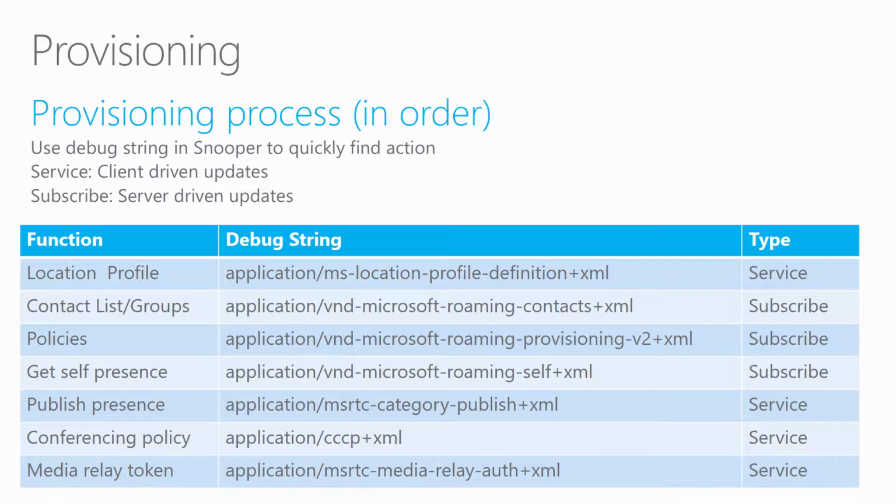The debug string is what you want to be looking for in the log if you're looking for this information. And then finally, we have the type, either service or subscribe, which tells us if this is something that the endpoint pushes to the service, that's a service one, or if it's something that is pushed down, then it would be subscribe. So for example, contact list groups, it's subscribe. You subscribe to your own contact list. If on another endpoint you update the contact list, all the other endpoints would be updated to have the same contact list.